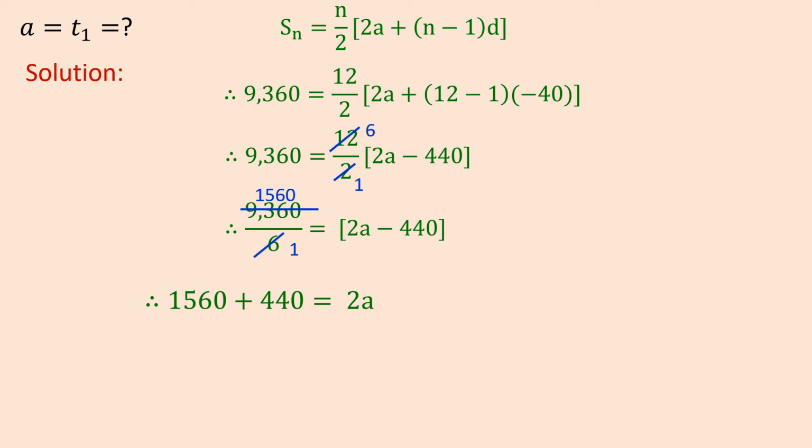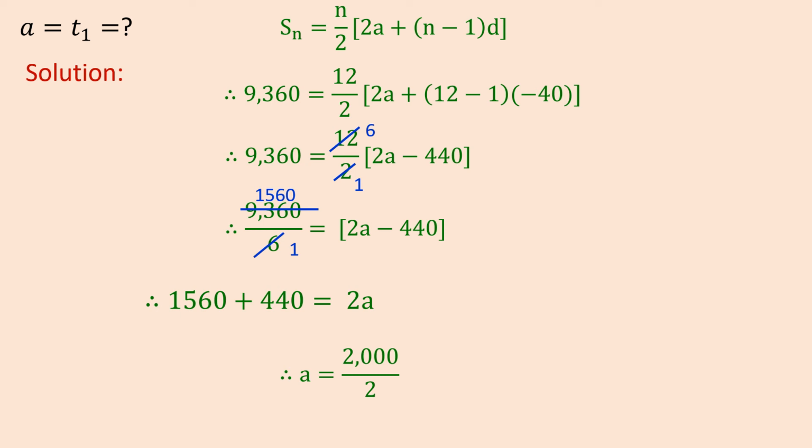When I further simplify, I get 1560 and 440, which was on the right side subtracted with the variable term, is transferred to the left side. The sign of 440, which is minus, becomes plus. So 1560 plus 440 equals 2a. When I simplify, what will I get? a equals 2000 upon 2. From where did I get 2000? On the left side, 1560 when I add it to 440, I get 2000.